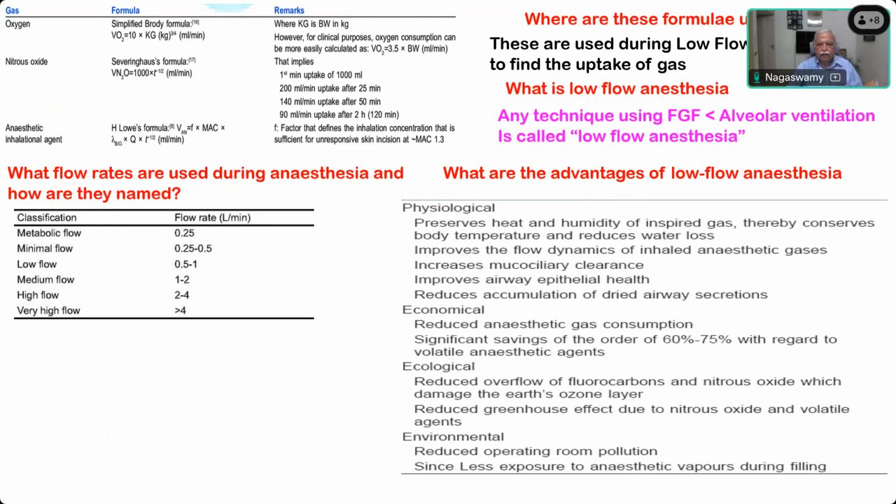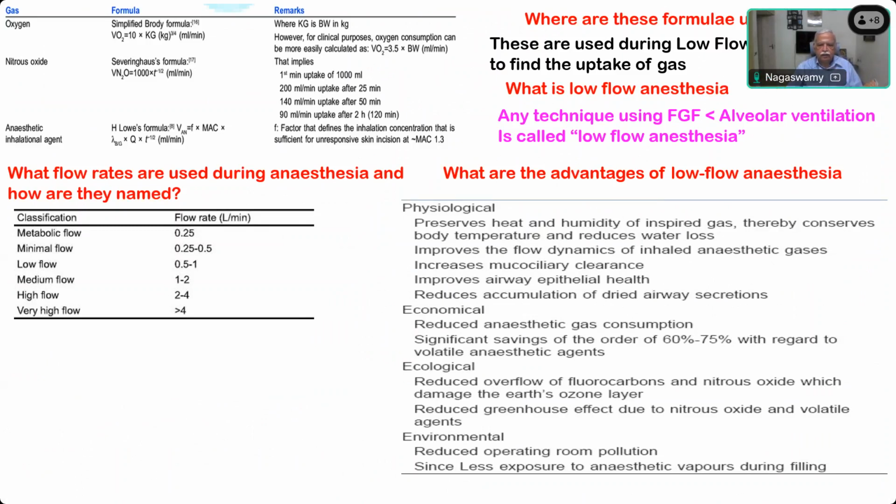Physiological: preserves heat and humidity of inspired gas, thereby conserves body temperature, reduces water loss, improves flow dynamics of inhaled anesthetic gases, increases mucociliary clearance, improves airway epithelial health, reduces accumulation of dried airway secretion. These are all the physiological.